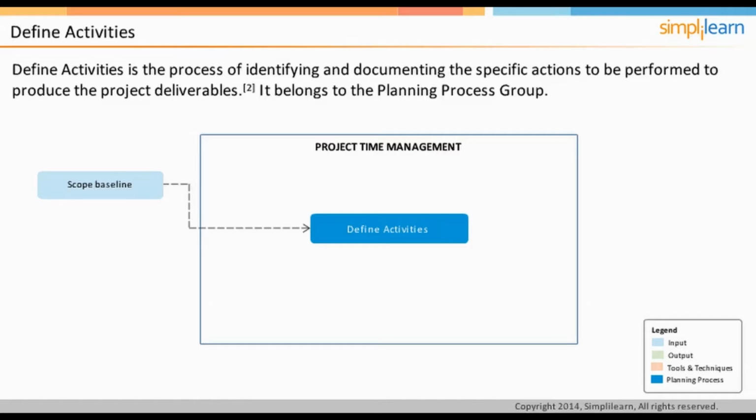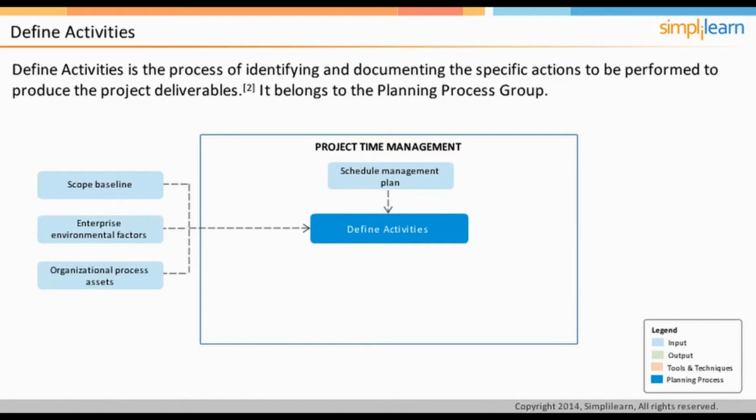In addition to the scope baseline, the other inputs in this process are enterprise environmental factors, organizational process assets, and schedule management plan. A reason why enterprise environmental factors is an input to define activities is because the organization might be using project management software to define activities, and that may influence the activity definition process. The knowledge base containing historical information regarding activities lists used by previous similar projects is a good example of organizational process assets applied to scheduling.